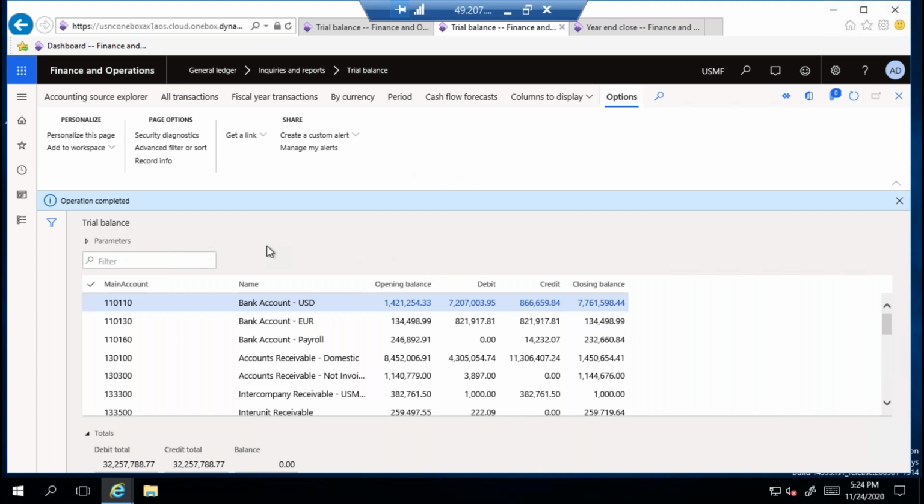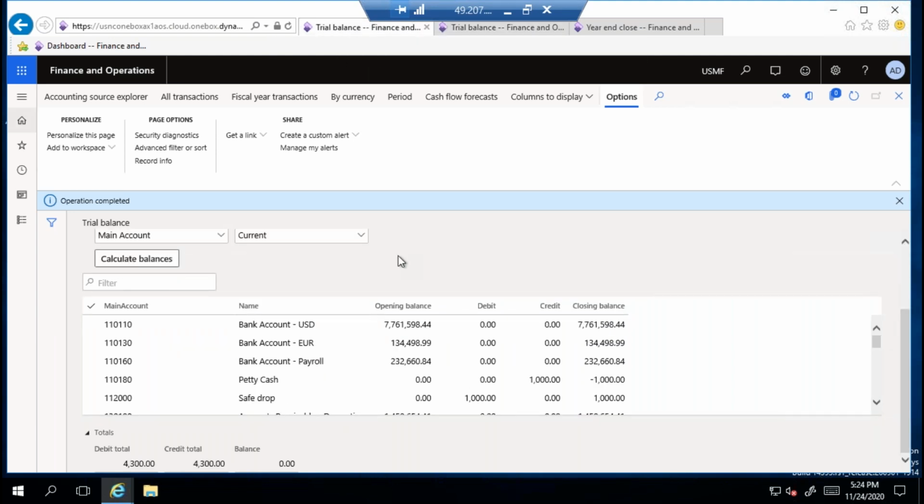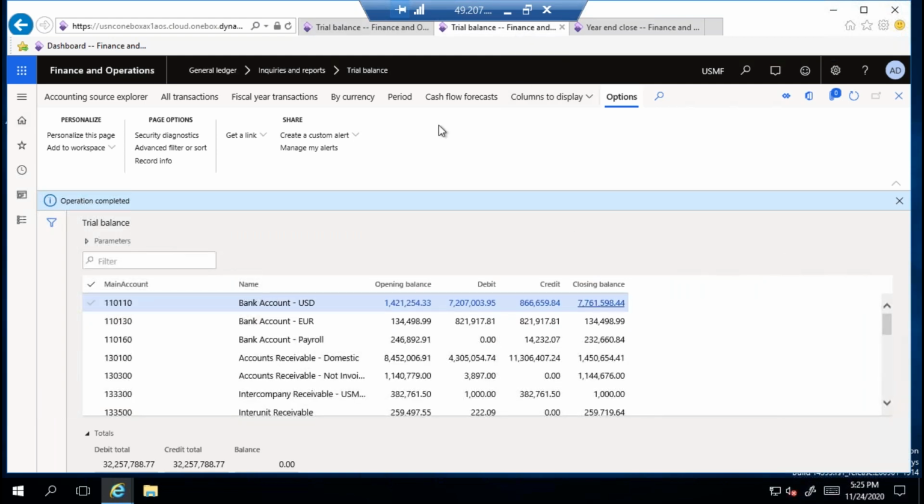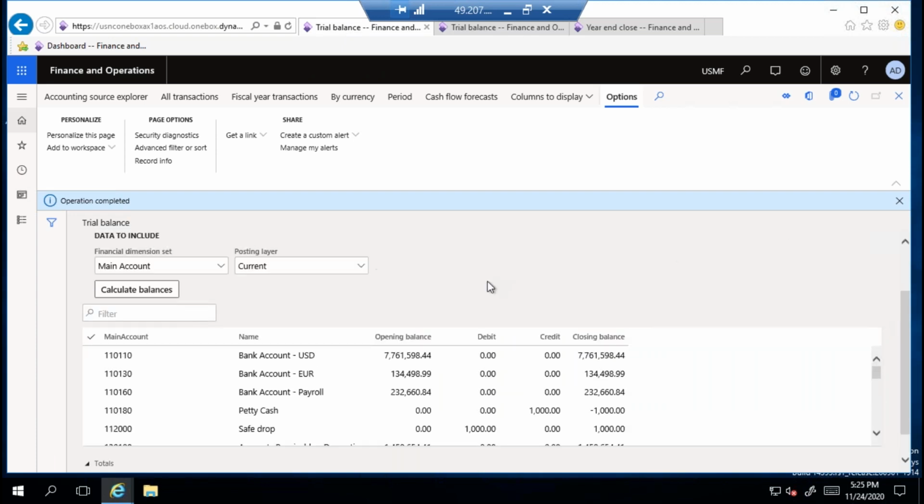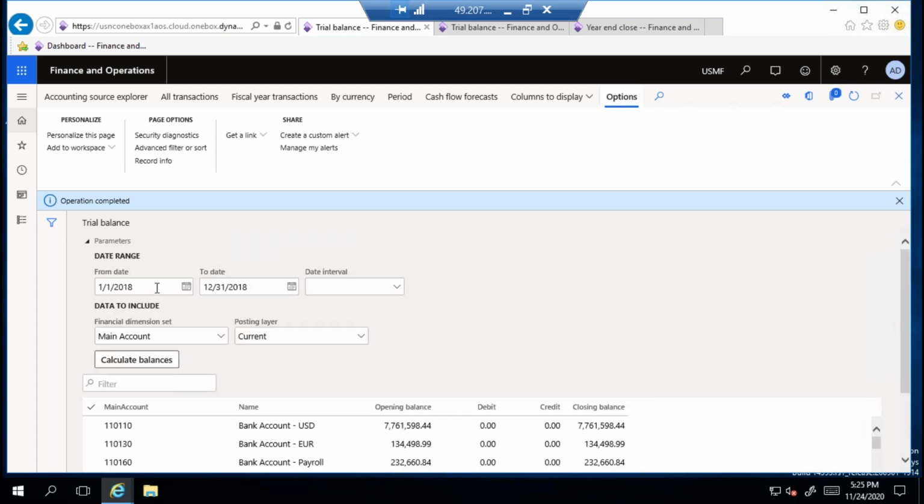So here, look at this one. Closing balance is for 2017, 7761598.44. That will be 7761598.44. The closing balance of the last year is transferred to opening balance for the new year. This is for 2018 and this is for 2017.